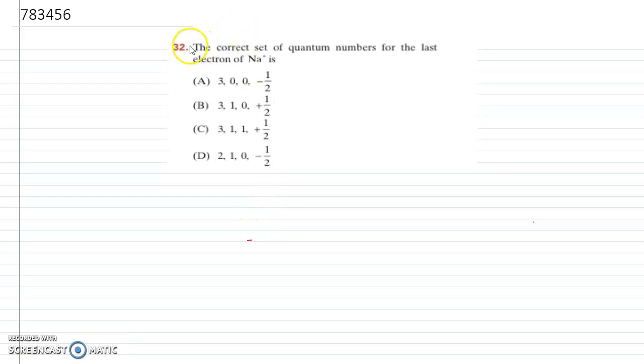Hello everyone. The question states: the correct set of quantum numbers for the last electron of the sodium ion is this. They have given you four options, and you have to consider the right option. So let's start with this.